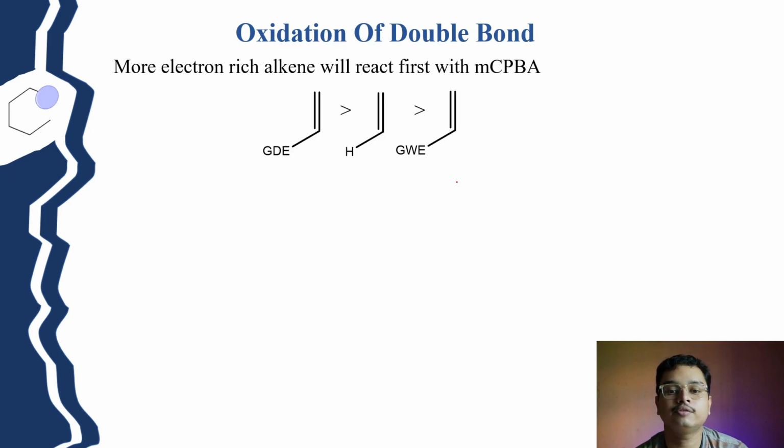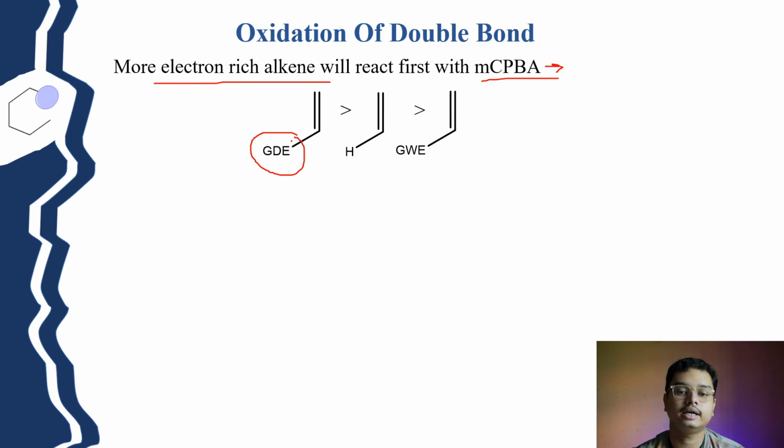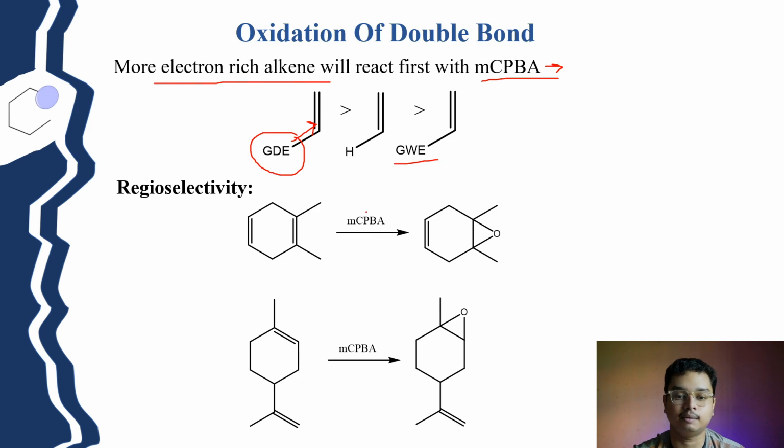Now, if we talk about the regioselectivity of this reaction, the more electron-rich alkene has the faster reaction rate with mCPBA, because here the oxygen is electron deficient. So if the alkene is electron rich, the reaction rate will be much higher. For example, here you can see that an alkene bearing an electron donating group will have a higher reaction rate than one with an electron withdrawing group. This regioselectivity can be observed in these examples also.